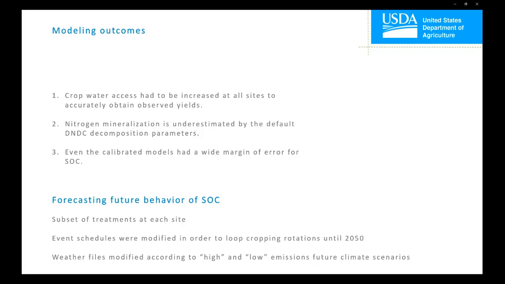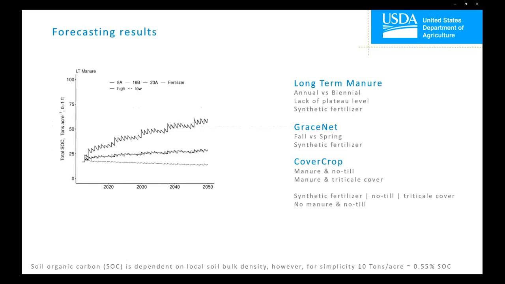Now, we will conclude the presentation by extending the calibrated models to 2050 and looking at the projected impacts on soil organic carbon. The high and low emission scenarios did not make a difference in the modeling of soil organic carbon levels in any site. At LT manure, there is no projected difference between 8 tons per acre applied annually and 16 tons per acre applied biennially on a long-term basis, supporting our earlier analysis. However, there was no saturation point reached, even under the highest manure application rate. This is concerning for speculations made on potential carbon storage. So the synthetic fertilizer treatment is suggested to slowly mine soil organic carbon in the long term.